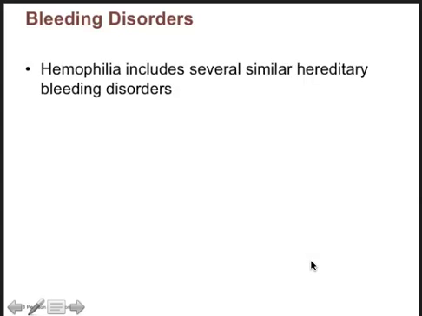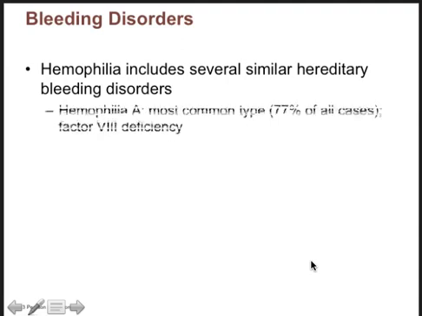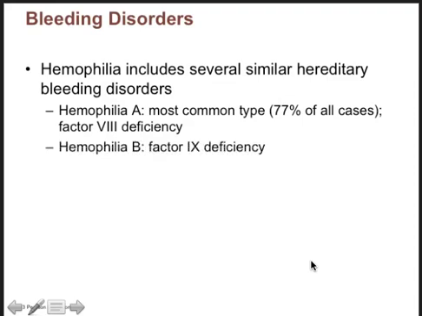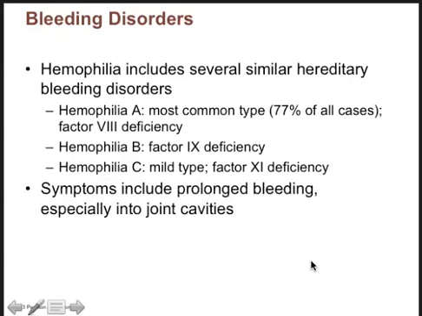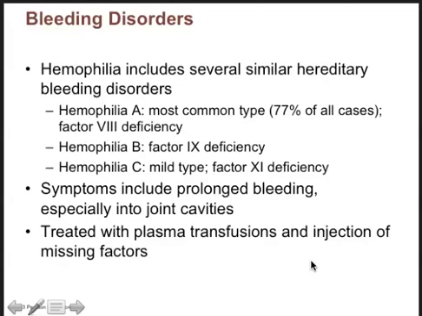Hemophilia is another type of bleeding disorder. It includes several similar hereditary bleeding disorders. Hemophilia A is the most common type, makes up a little over 3/4 of all cases, and it's a factor VIII deficiency that's inherited. Hemophilia B is a factor IX deficiency, while hemophilia C is a mild type, and it's a factor XI deficiency. Symptoms include prolonged bleeding, especially into joint cavities. We treat this with plasma transfusion and the injection of missing factors.